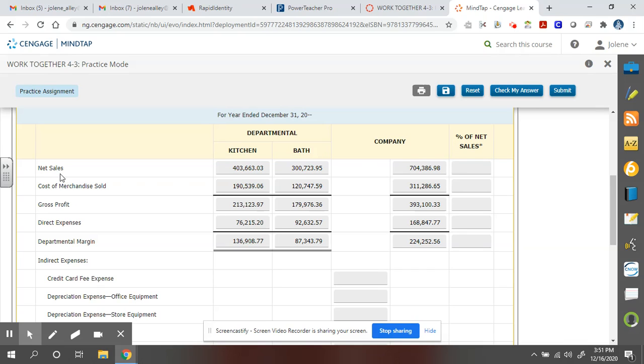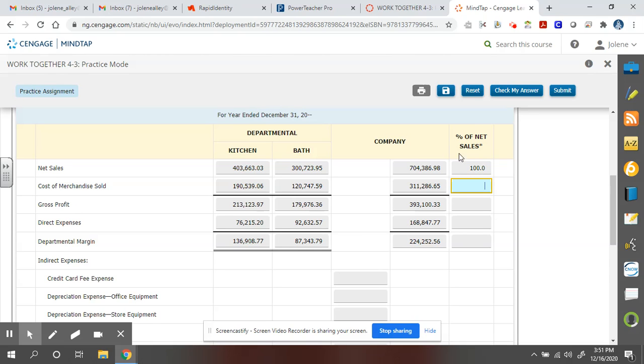Now this last column says percentage of net sales. This is your net sales. So when you get a percentage, to get a percentage, you always have to divide. It's always a division. Okay? And so this is net sales divided by net sales. This is always going to be 100%.